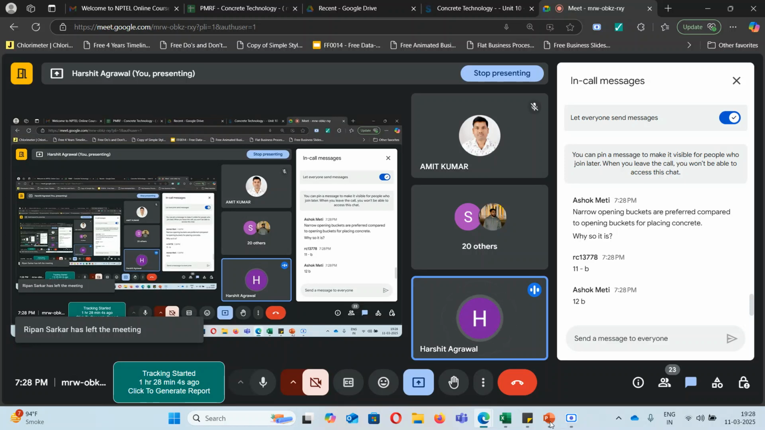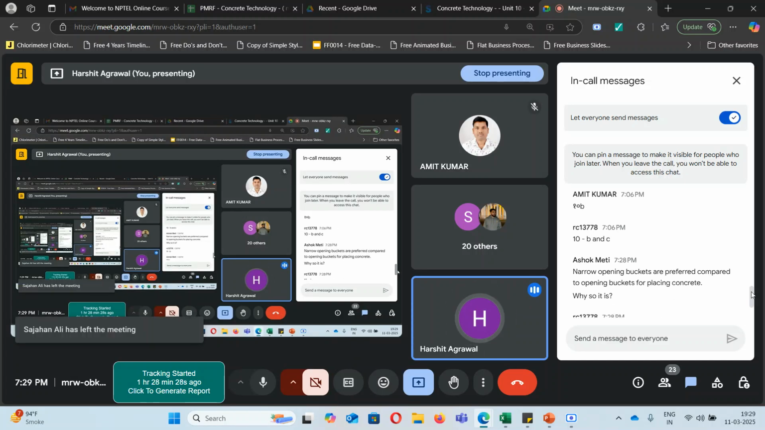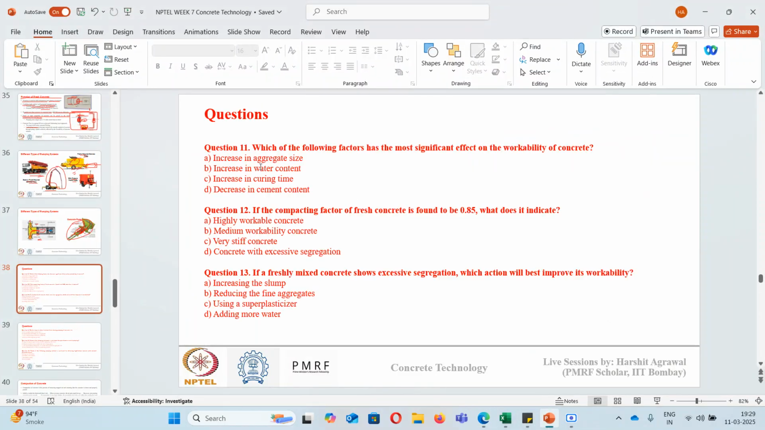Narrow opening buckets are preferred compared to wide opening buckets for placing concrete. I didn't get your point. Narrow opening buckets. One reason can be to prevent segregation in narrow buckets. No, that may not be true. Let us see this question at the end. I need to ask you a few questions, like which type of concrete you're talking about. Let's first see these questions.